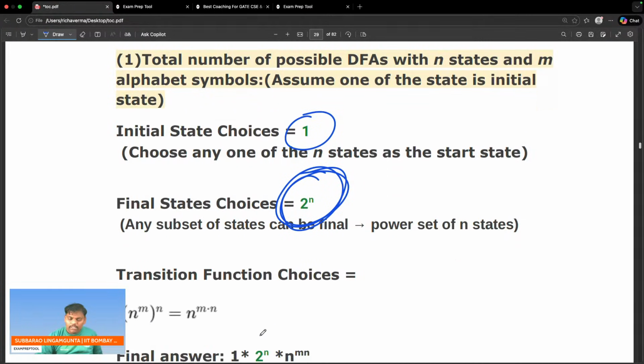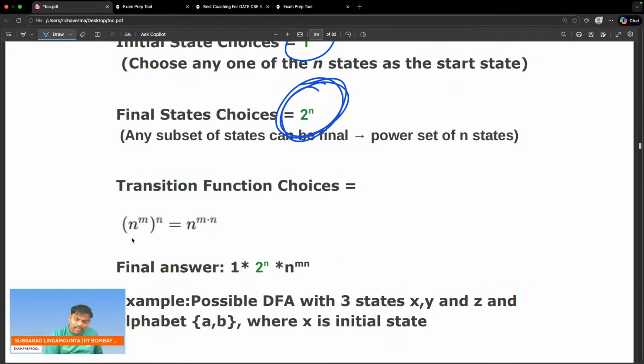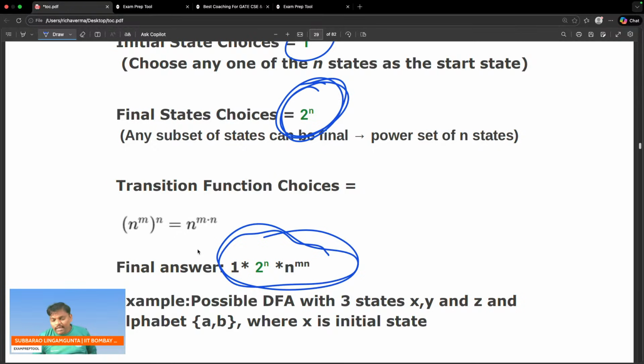Next one, transition functions. If you observe clearly, on every symbol there are n possibilities. Like that, m symbols are there, so n power m. Like that, for n states, n power m, n times. So n power m whole power n, which is n power mn. So this is the final one: the number of DFAs possible with n states where the alphabet size is m, with one of the states selected as the initial state. That is the answer.